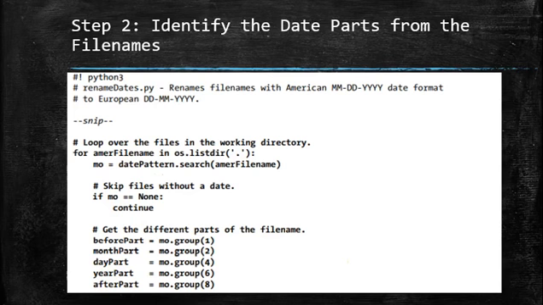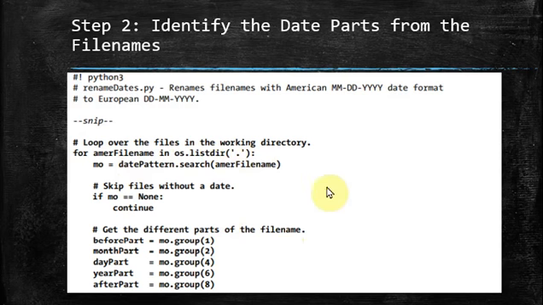So we are going to identify the date parts from the file name. As told in the first slide of this topic, you are going to search all the files in the current working directory. That is what os.listdir does. So for filename in os.listdir, you're going to scan through all the files in your current working directory.